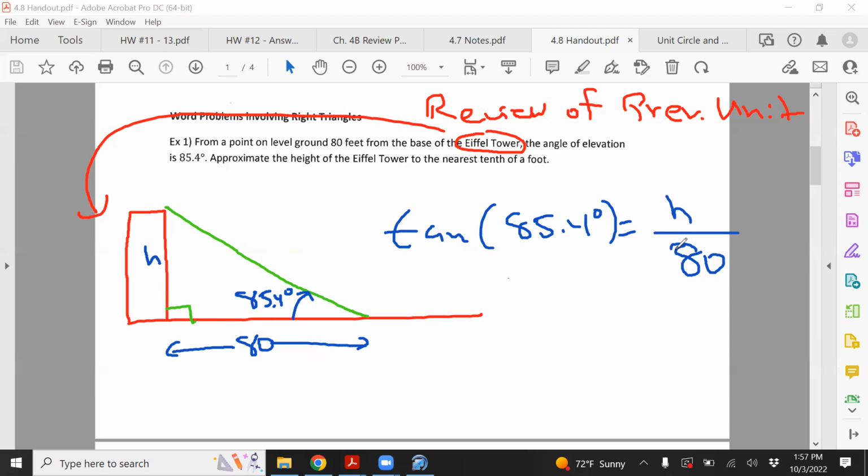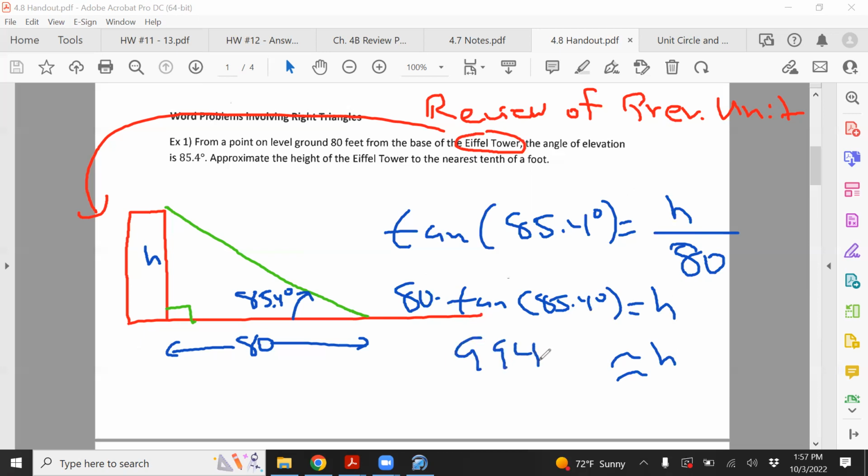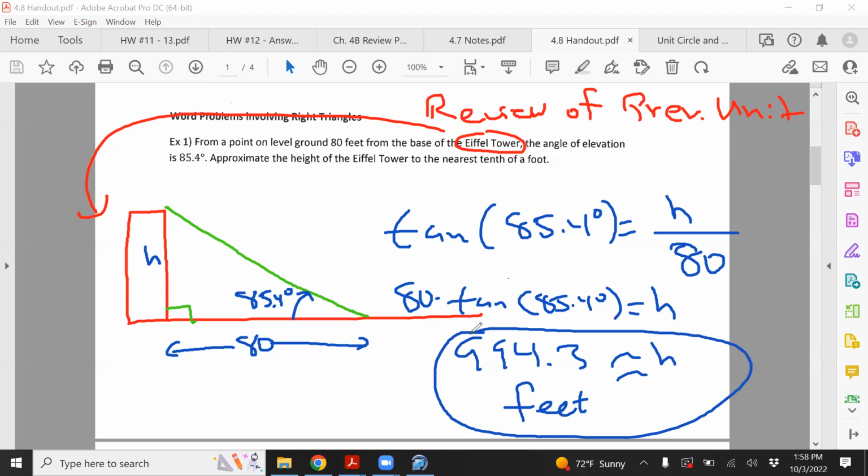So yeah, there we go. And then that's easy to solve. How would I solve that? Multiply both sides by 80, exactly. And we solve for H. I have it in my calculator here. 994.3 feet. That's correct. Thank you, Teo. Okay, pretty easy. Not too hard.